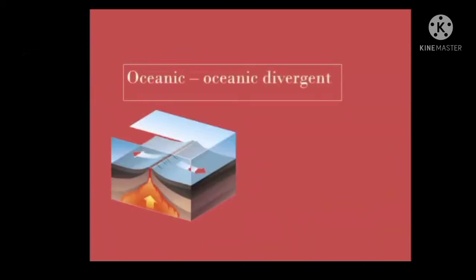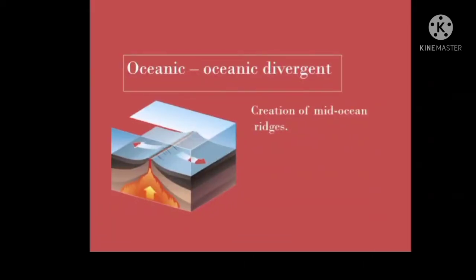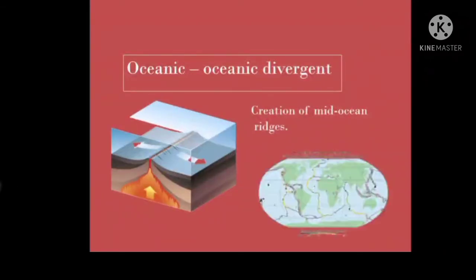So let us talk first about the oceanic divergence. This leads to the creation of mid-ocean ridges, as divergent boundaries are constructive boundaries because the rising of magma creates new oceanic crust. An example of this is the mid-ocean ridge that stretches around the world.